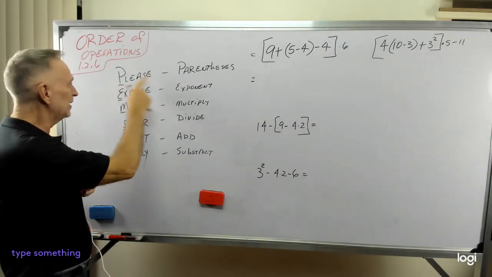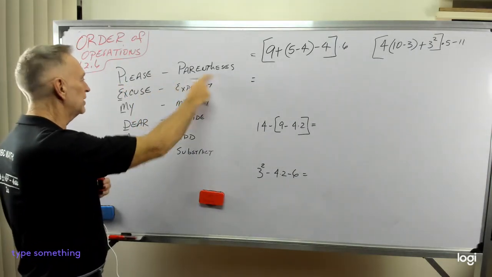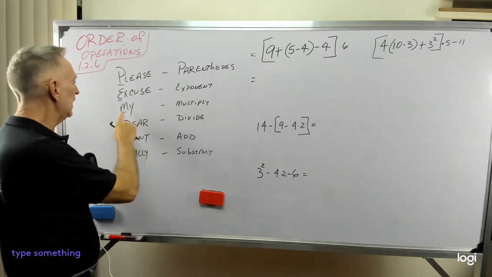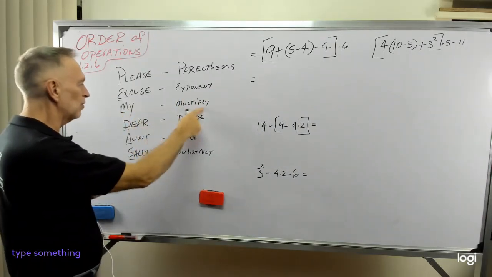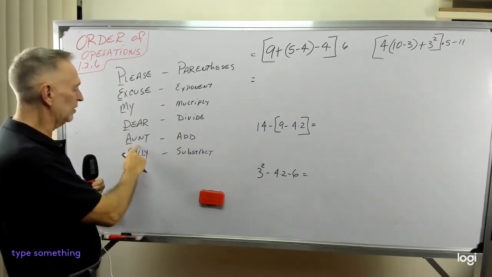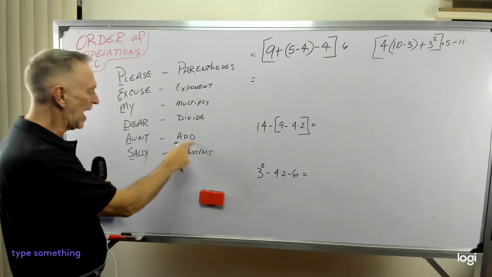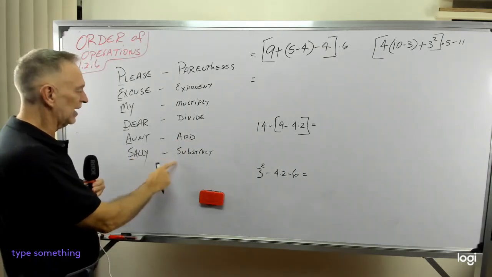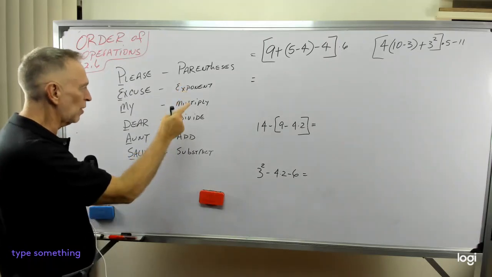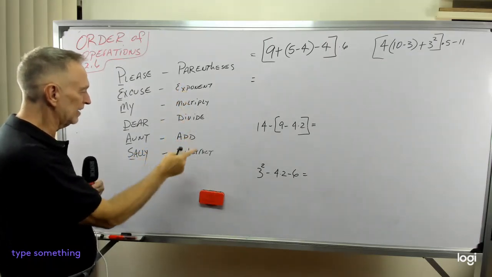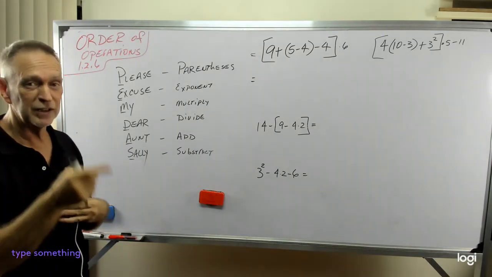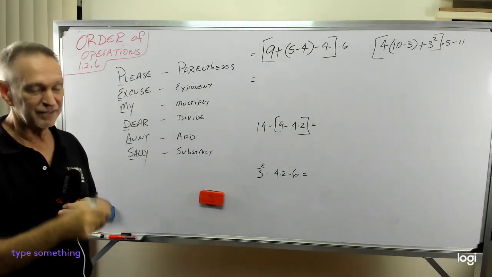Please, the P in please meant parentheses. The E in excuse meant exponent. M in my was multiply. D in dear was divide. A in aunt was add. S in Sally was subtract. So parentheses, exponent, multiply, divide, add, subtract. That was a lot to remember, but I could remember, please excuse my dear Aunt Sally.